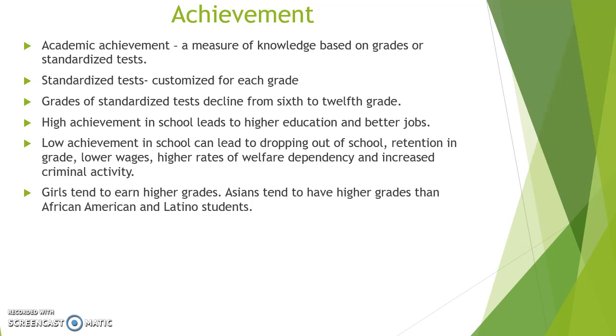Achievement. Academic achievement, a measure of knowledge based on grades or standardized tests. Standardized tests are customized for each grade. Grades of standardized tests decline from 6th through the 12th grade. High achievement in school leads to higher education and better jobs. However, low achievement in school can lead to dropping out of school, retention in grade, or lower wages, and higher rates of welfare dependency and increased criminal activity. Girls tend to earn higher grades than boys, and Asians tend to have higher grades than African Americans and Latino students.